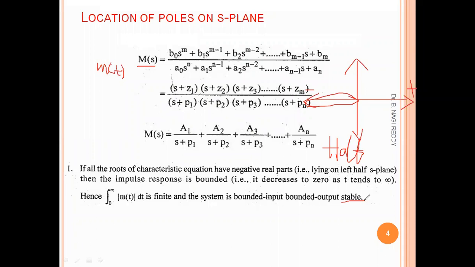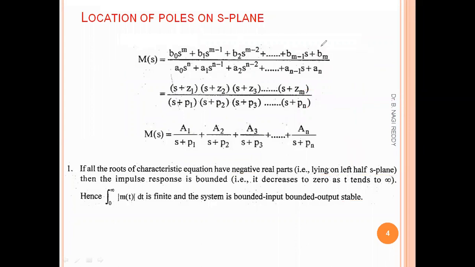Very simply, I can say that if all the roots have negative real parts, or simply lie on the left half of the S plane, then that type of system is a stable system. If we have four roots, and all four roots are real and negative, then that system is stable. So that is the first condition based on the roots.